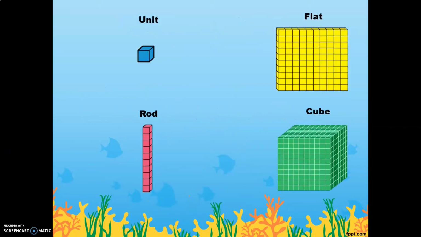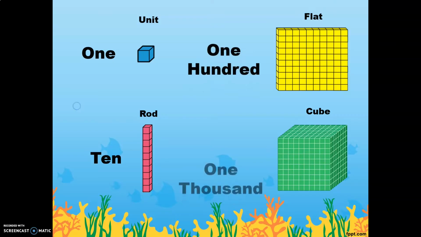Here are the representations of base 10 blocks. We have units, rods, flats, and cubes. A unit is counted as 1, a rod is counted as 10, a flat is counted as 100, and a cube is counted as 1,000.